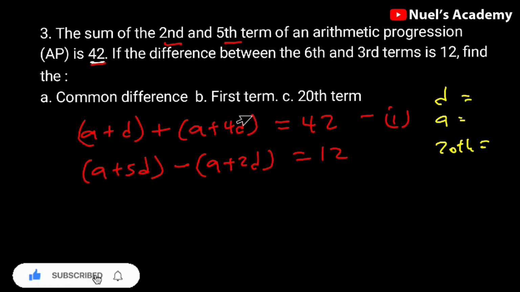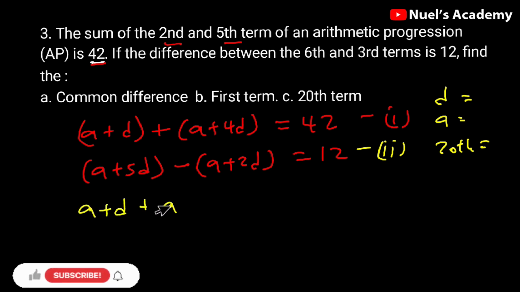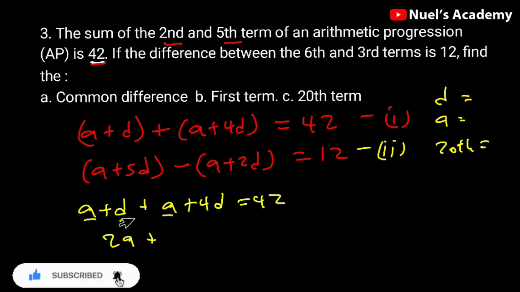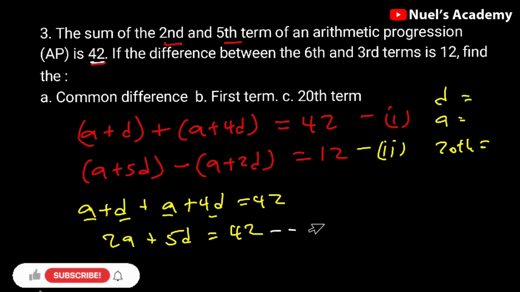So let's simplify this. For equation number 1, we are going to have A plus D plus A plus 4D equals 42. Now A plus A is equal to 2A, plus D plus 4D is equal to 5D. This is equal to 42. Now let's call this equation I.